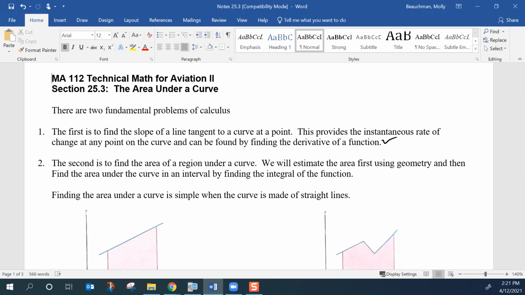Now we're going to take a look at the second fundamental problem, which is to find the area of a region under a curve. We're going to estimate the area first using geometry, and then find the area under the curve by finding the integral of the function in the next section. This is called numeric integration. We're going to find the areas by using geometry.